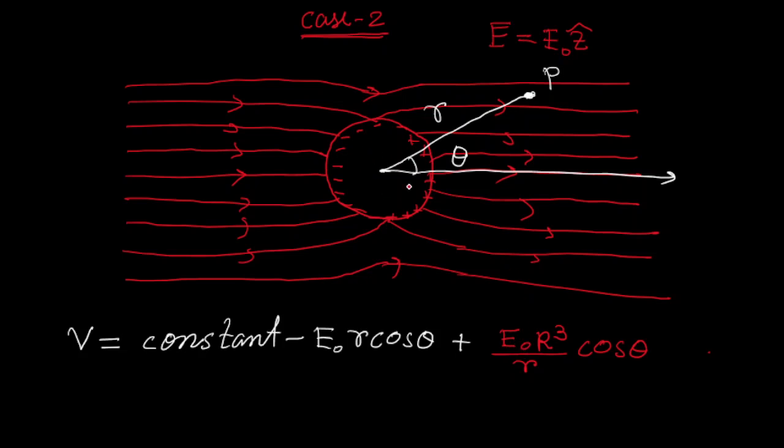Now the question says, from this potential we have to calculate the surface charge density. What will be the mathematical expression of the surface charge density that I have shown in this figure? To find that charge distribution, we have to follow a few steps of mathematics. So first we'll write the potential at point P.